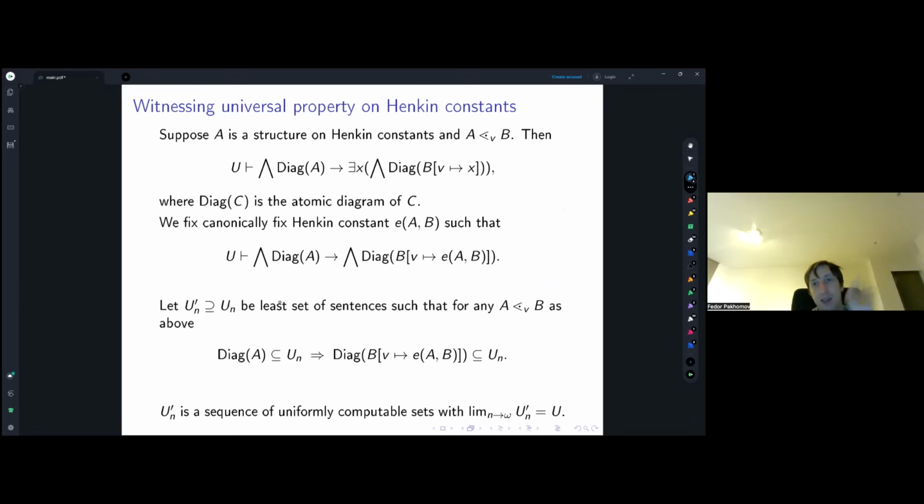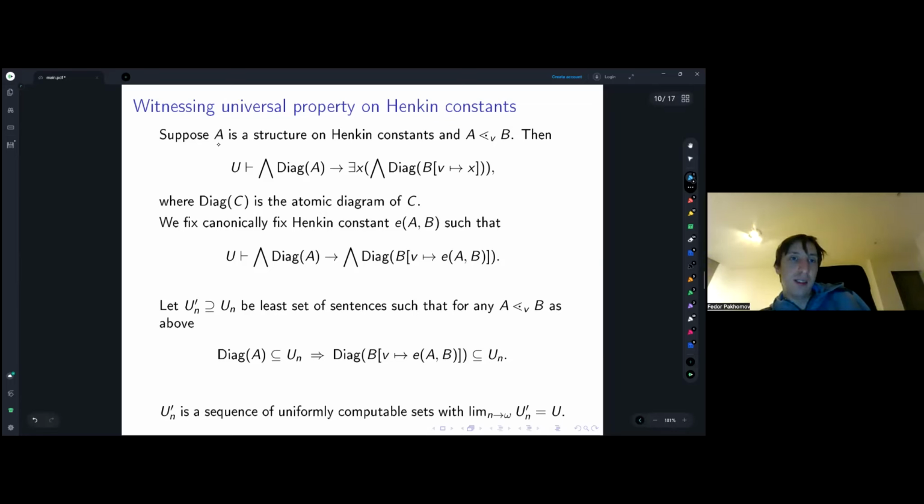But this sequence that we have constructed wouldn't be completely suitable for what I will do next. I want to modify the sequence UN to have information about the universal property of our predicate S that we have. So first of all, let me restate this universal property in a more syntactical way.